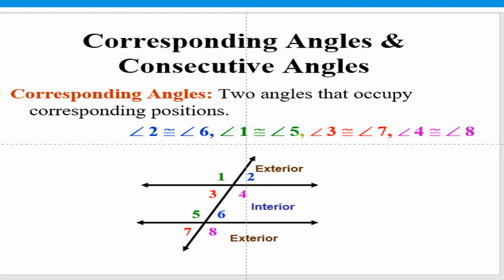Corresponding angles and consecutive angles. Corresponding angles are two angles that occupy corresponding positions. For example, angle 2 is congruent to angle 6. Then angle 1 is congruent to angle 5. Angle 3 is congruent to angle 7. And angle 4 is congruent to angle 8. Okay.